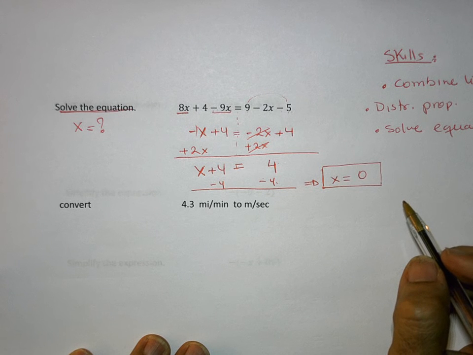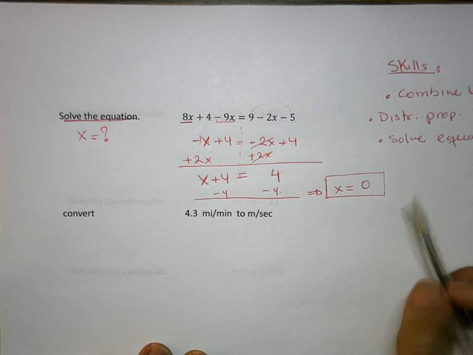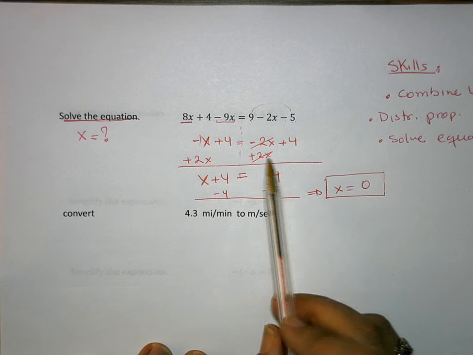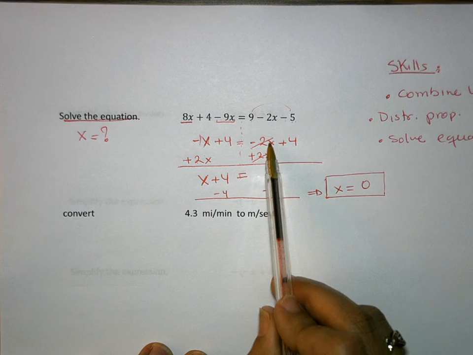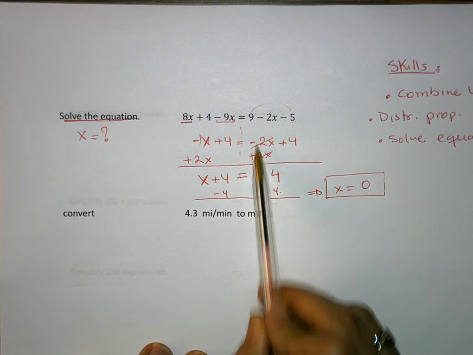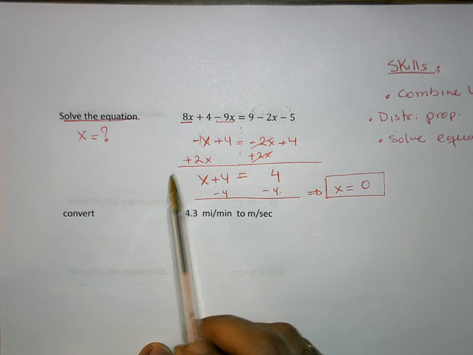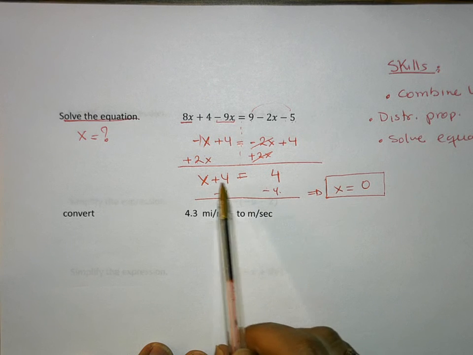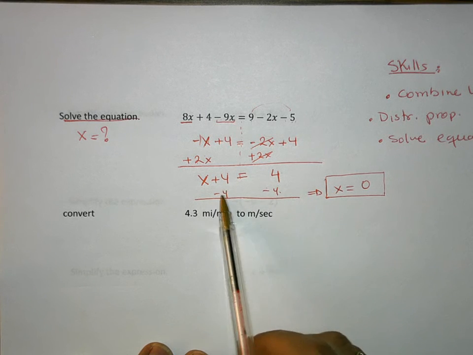Okay? So if you see my steps here, we combine like terms first, and then we start moving items that were variables to one side by doing the opposite operation. And then what was non-variables, just regular numbers, we move to the other side by doing the opposite operation.